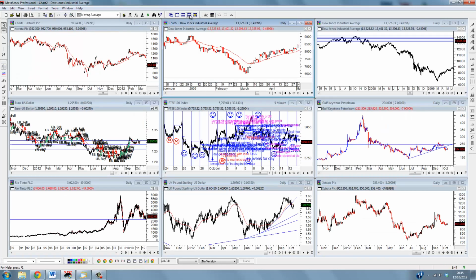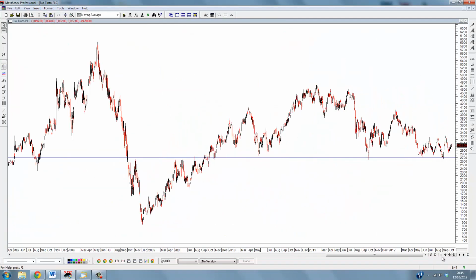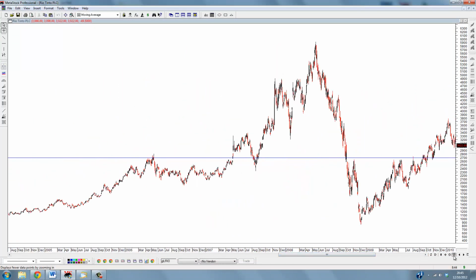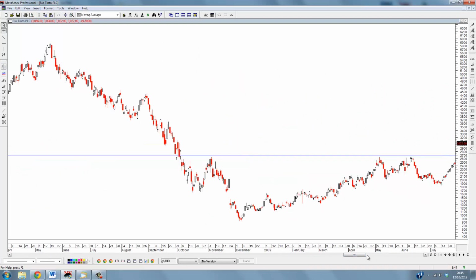I could also do this on another company. I'll take RIO for example. This 1, 2, 3 low is great at spotting a bottom in a market. It's probably the only way you can spot a bottom, to be honest with you.